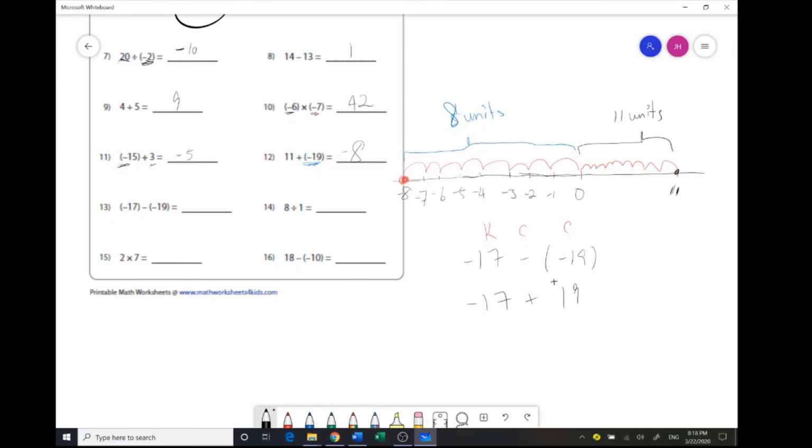Now I'm back to adding integers, negative 17 plus 19. So let's say negative 17 is here. You have to move what? 19 units to the right. So you can keep doing that until you reach 19 units, but the answer in this case will be a positive 2.